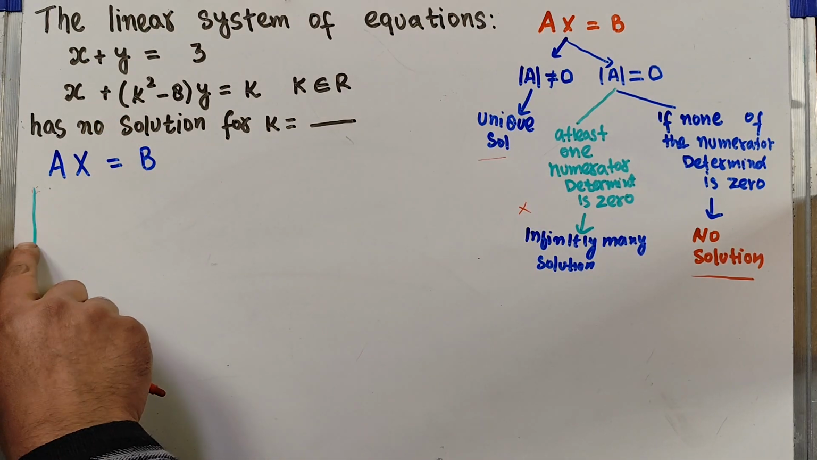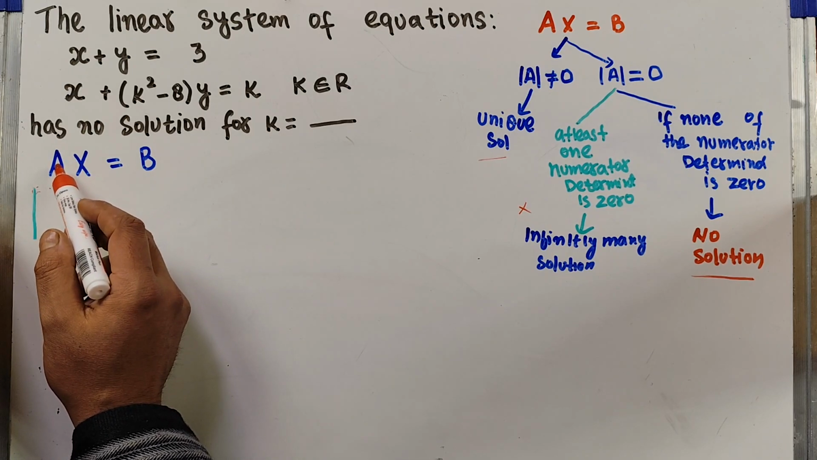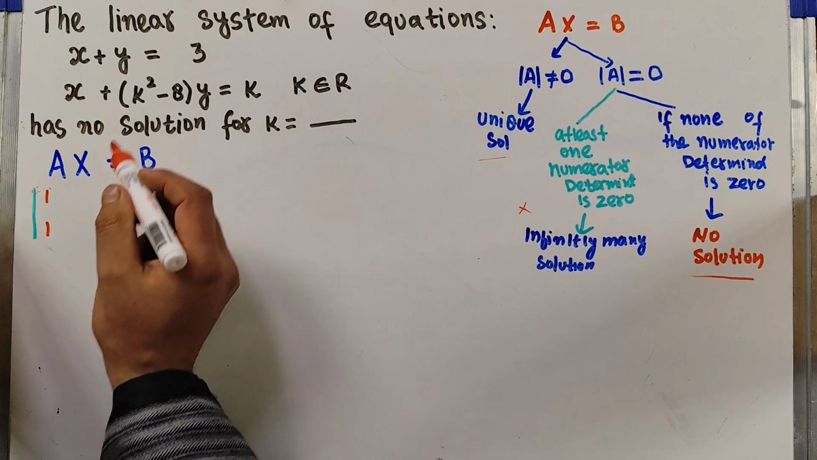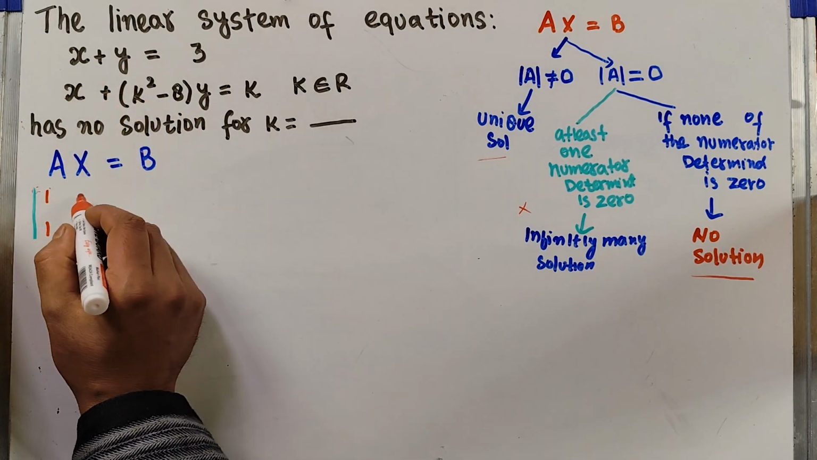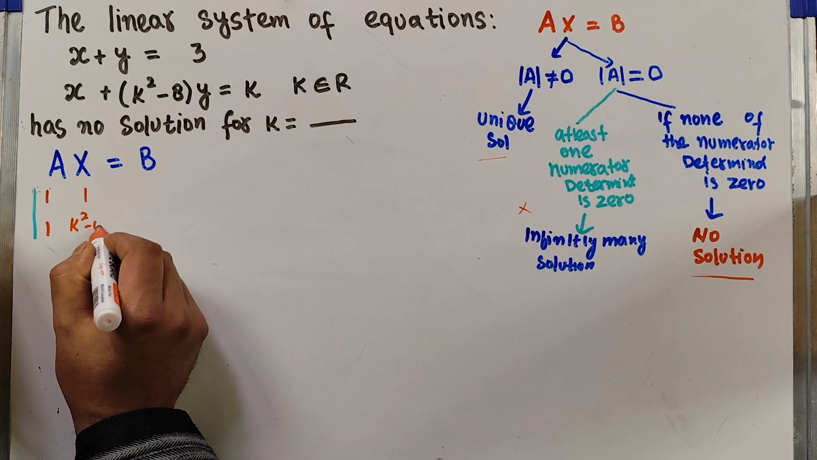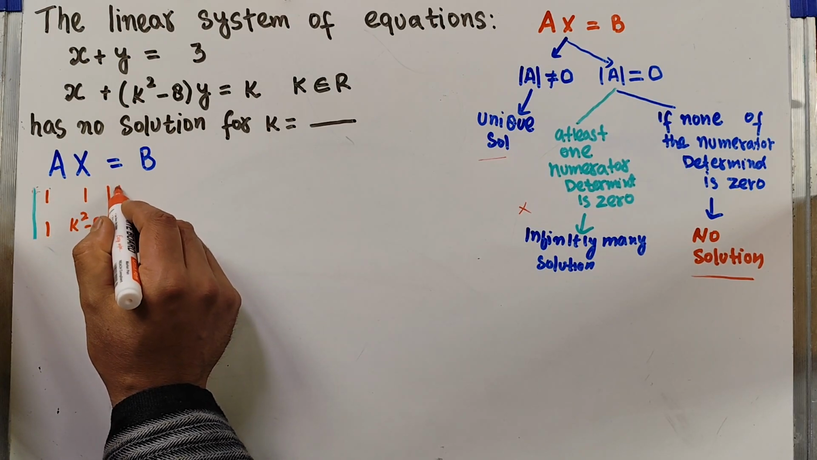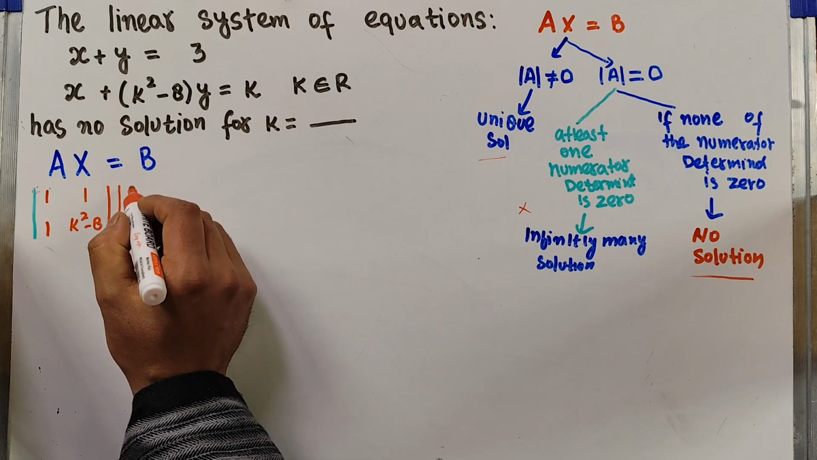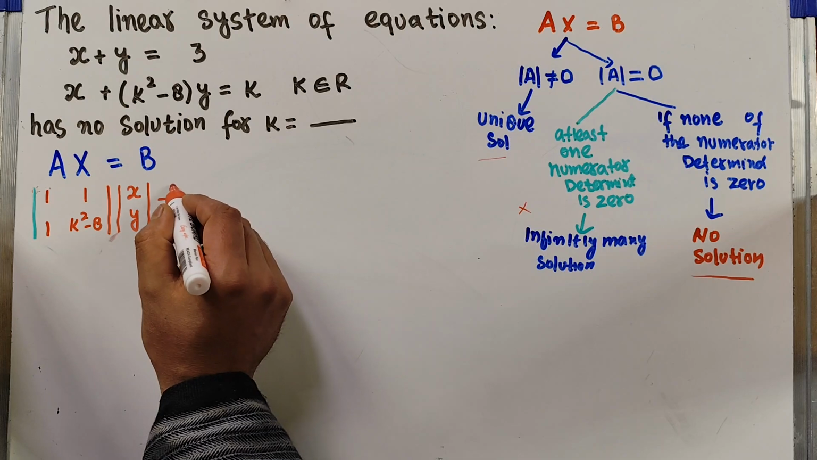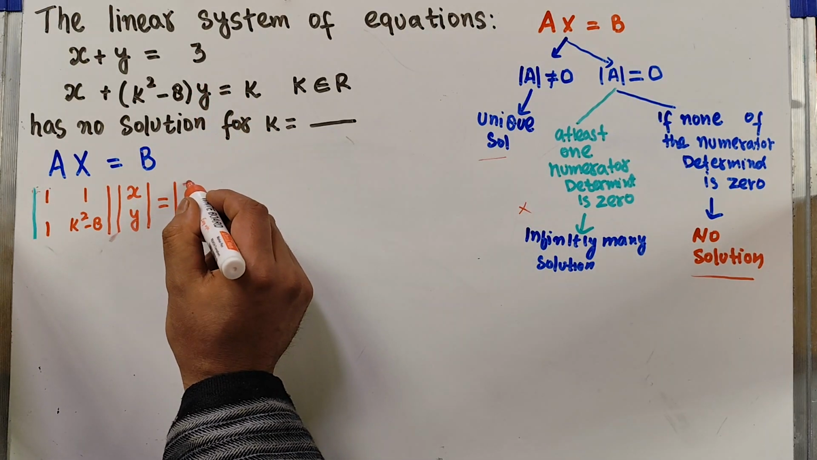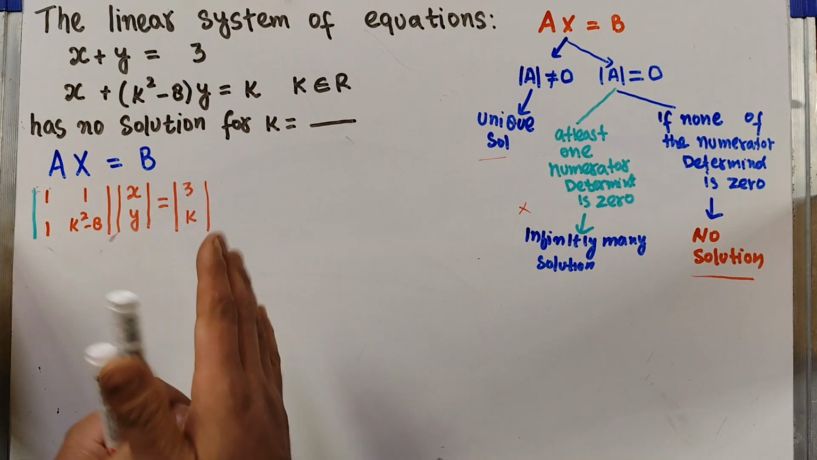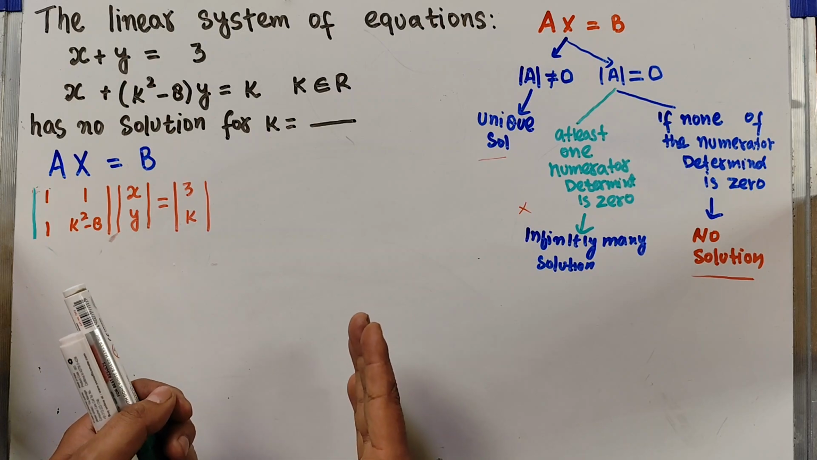So what is the coefficient matrix? The coefficients of x in the two equations are 1 and 1, and the coefficient of y in the first equation is 1 and the coefficient of y in the second equation is k square minus 8. This is our coefficient matrix. To this we multiply the solution vector, that is x and y, and it should be equal to the vector of constant terms, which is 3 and k. So we have written the given system of equations in matrix form.